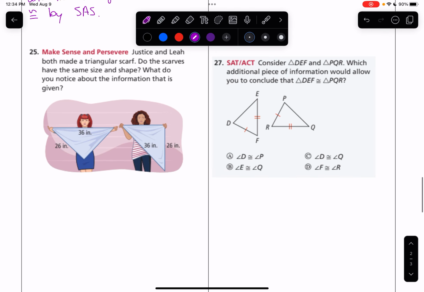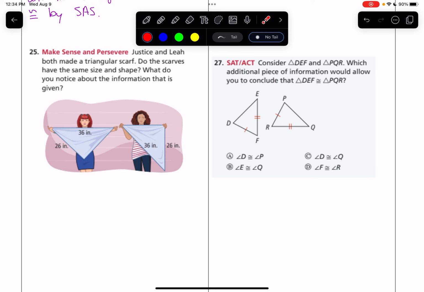Number 25, Justice and Leah both made a triangular scarf. Do the scarves have the same size and shape? What do you notice about the information that is given? That's fun. I know two people named Justice and Leah who are friends in real life. So the scarves have some information given. We know that this scarf has a 36-inch long side and a 26-inch short side. This scarf has a 36-inch long side and a 26-inch short side. But they don't have all the same, right? I don't know this side and I don't know this side. So I know two sides of each scarf. I don't know any angles about each scarf.